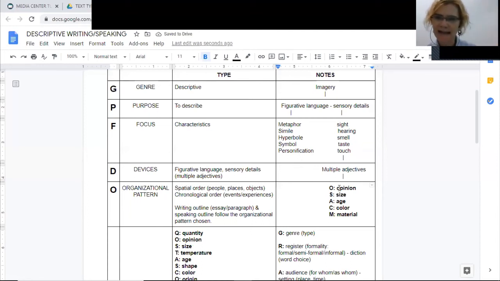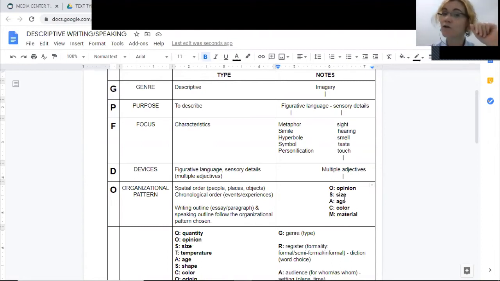When you use adjectives from these different categories, you don't have to use all of them, just from several. For example, if I say the delicious big red apple, we've got opinion, delicious, we've got size, big, we've got color, red, and we've got material. So there's 4 out of 5. If I use an adjective from different categories, I do not use a comma. Okay, you've got to remember that.